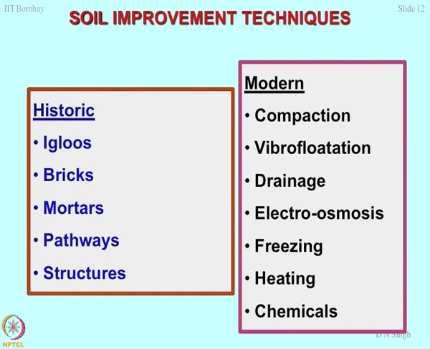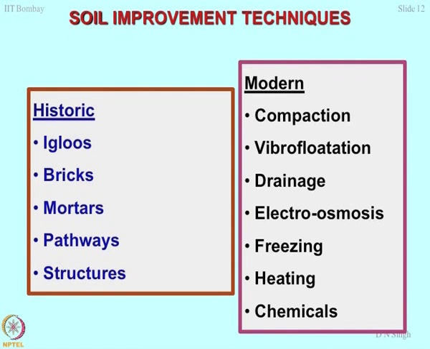Bricks are the simplest possible example of soil improvement. You take the soil mass, shape it up, bake it, add some chemicals, bake it. So what has happened? The soil has become more stabilized, volume remains constant, drainage has reduced, more strength, clear? And less erosion. So all those four parameters are inbuilt in the system. Mortars, when you make mortars, pathways, different types of structures, these are all historic treatments or schemes which people have followed.